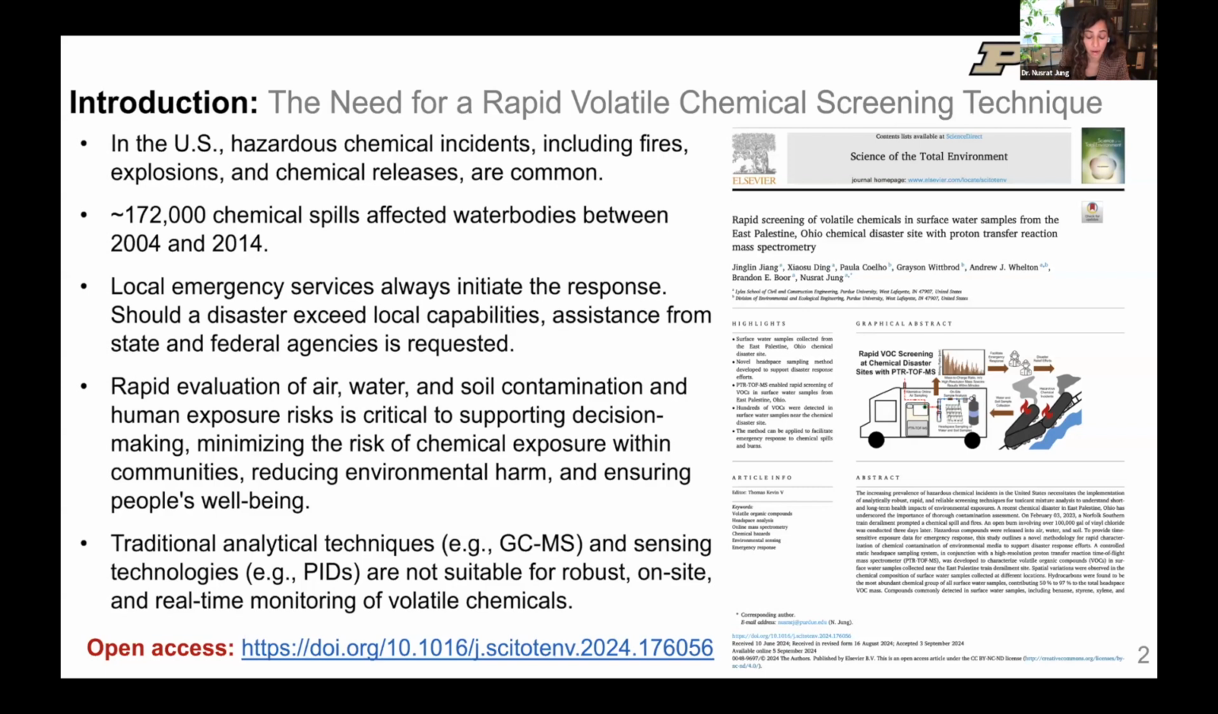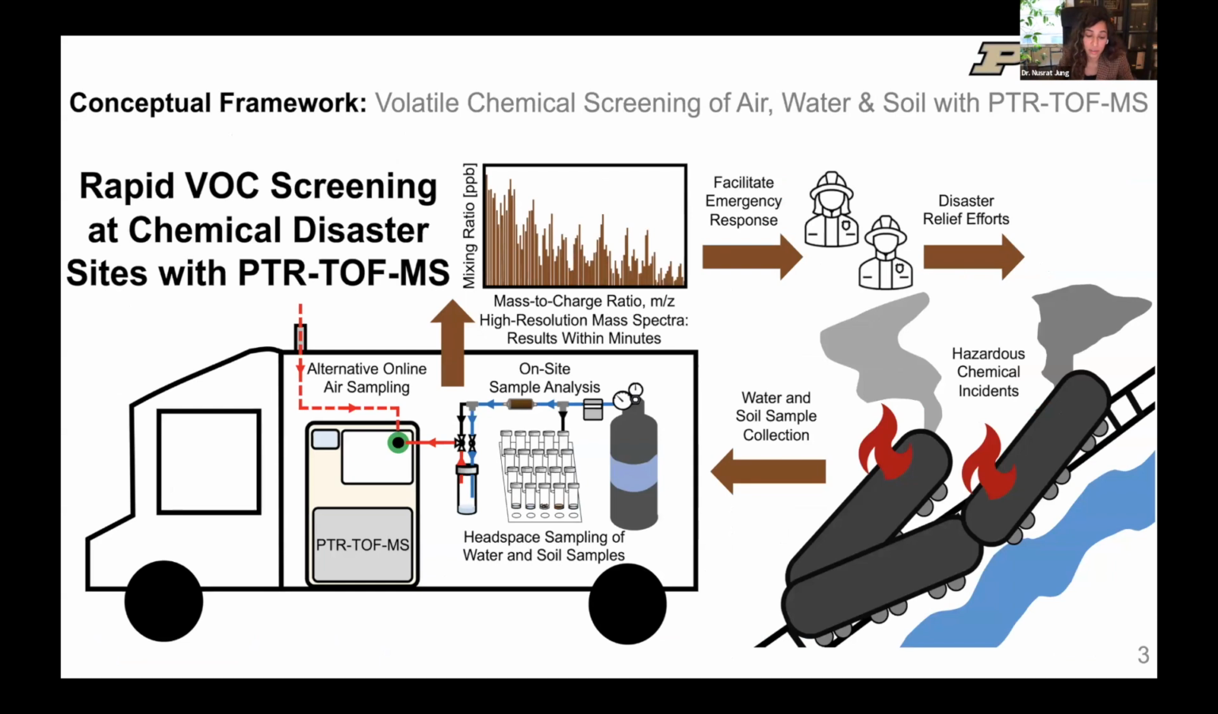So there are many methods that are out there that are used, but we want to talk about why we really need a rapid method that is more accurate. So here is a conceptual framework that we would like to provide. So in case of a chemical disaster where we need to identify environmental and public health risks more rapidly, we can use sophisticated techniques such as PTR-TOF-MS. PTR-TOF-MS stands for proton transfer reaction time of flight mass spectrometer.